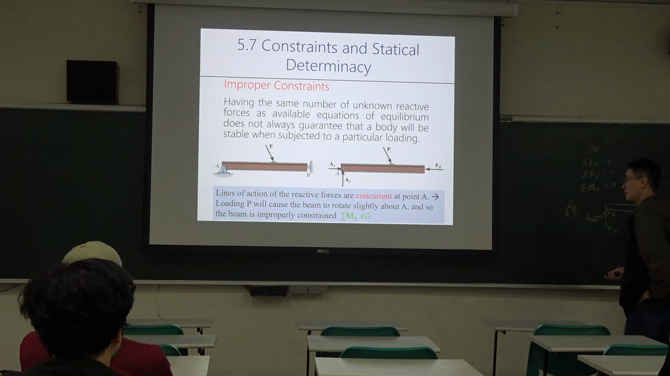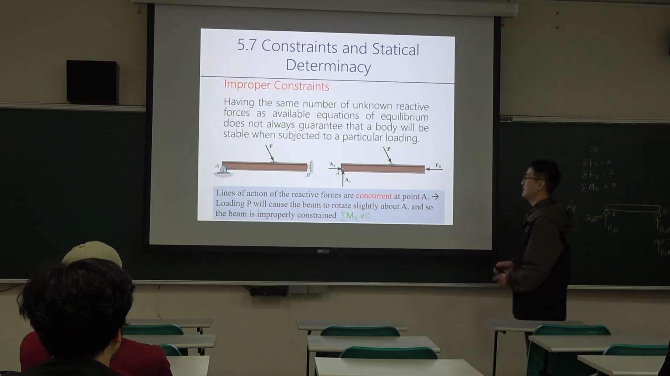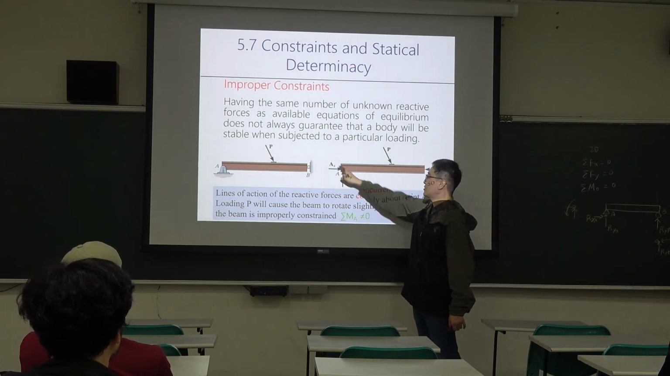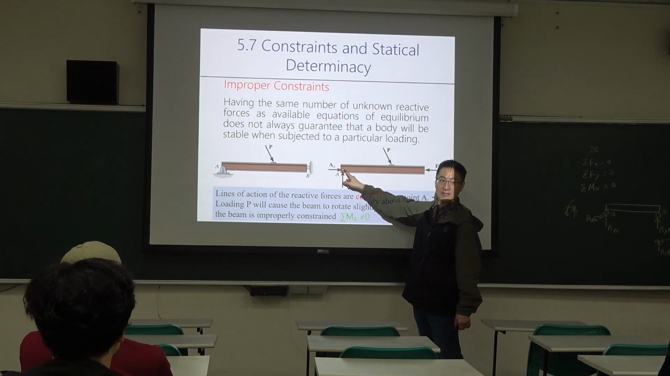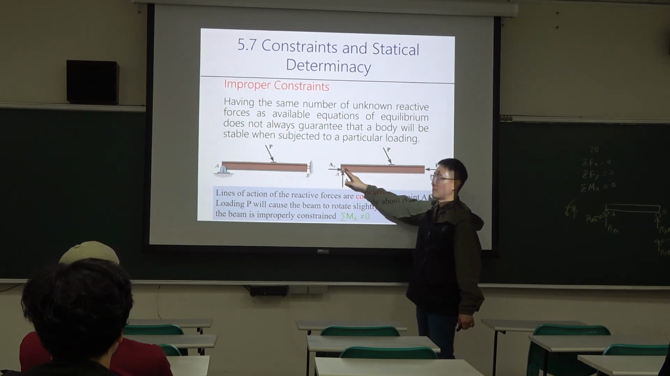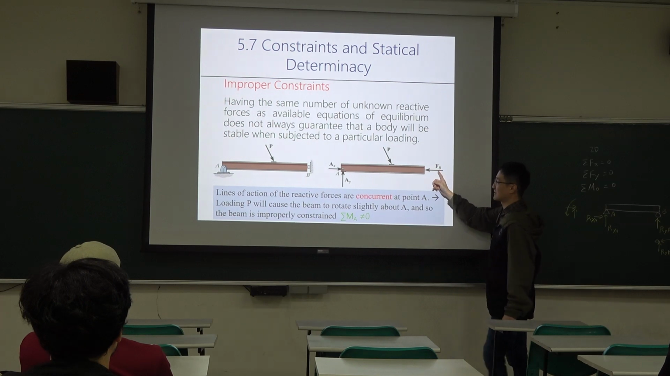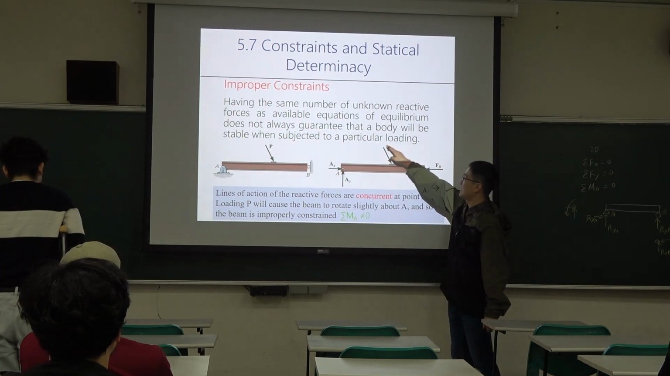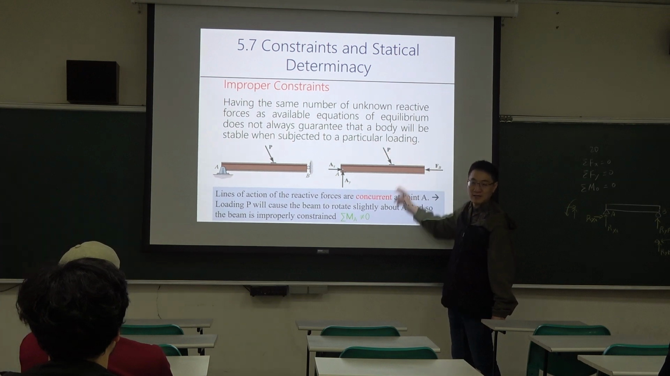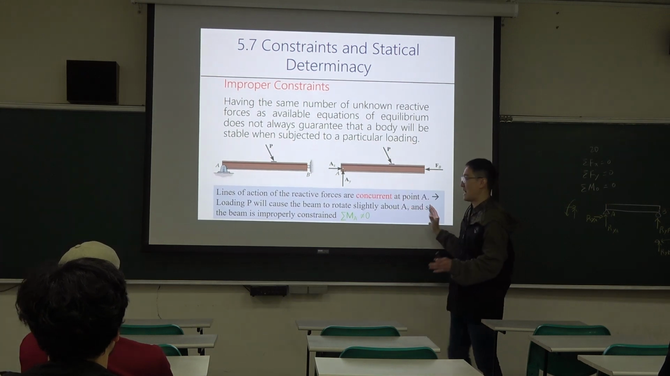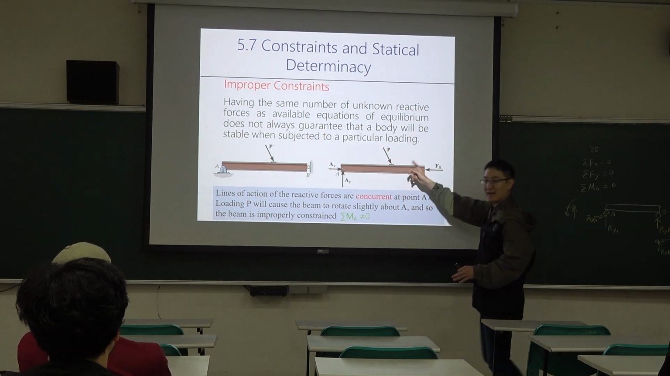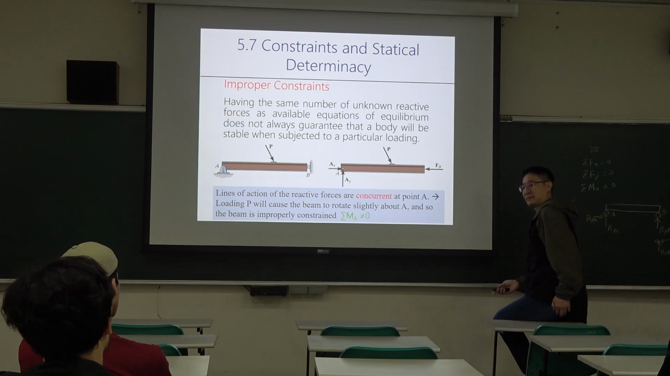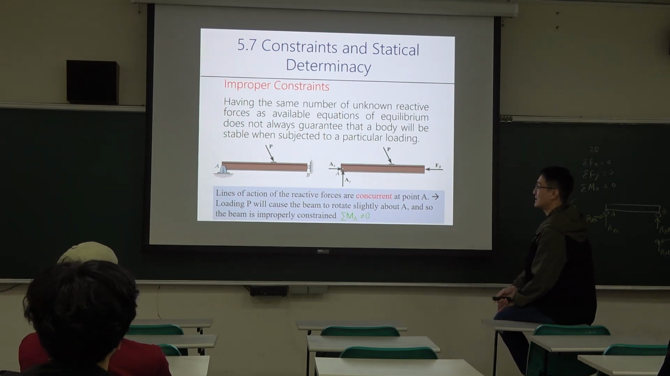How to verify it? If we take the bending moment at point A, these two forces pass through point A, so we don't need to work out their bending moment, and this force also passes through point A. The external loading will give a bending moment, but we don't have a reaction to prevent the rotation. So it's not a stable condition, and we call it an improper design.